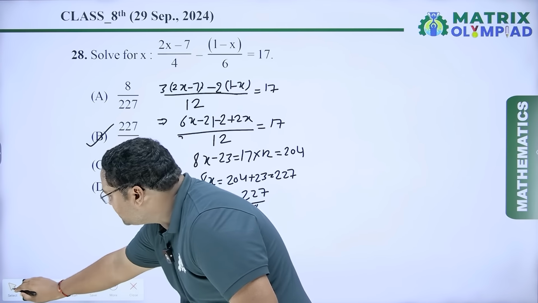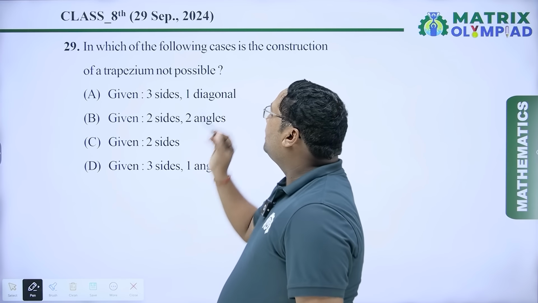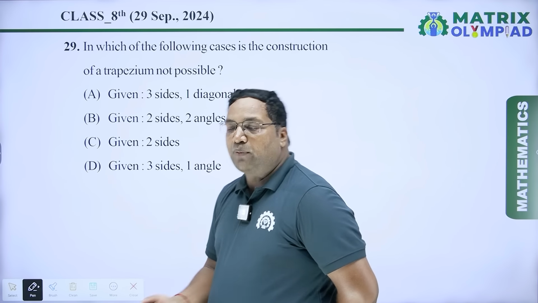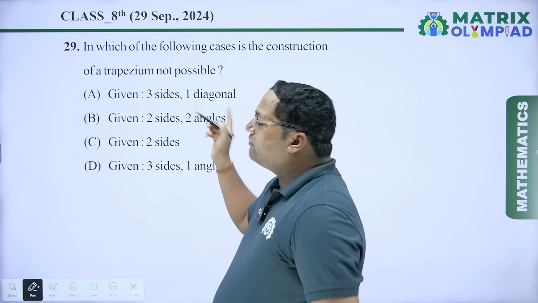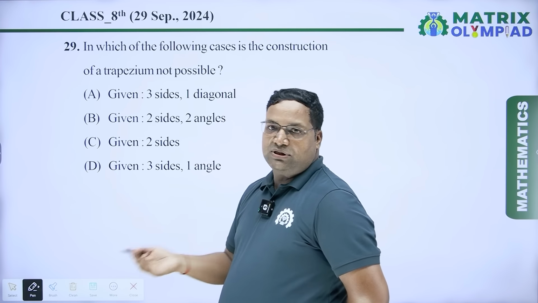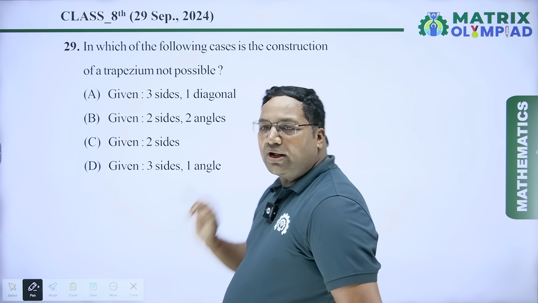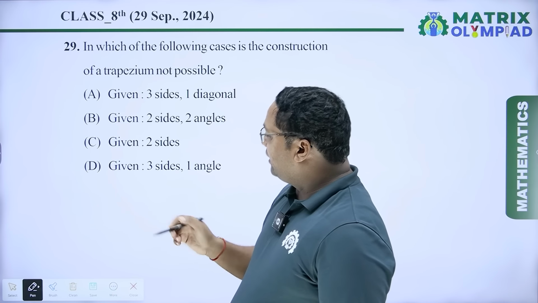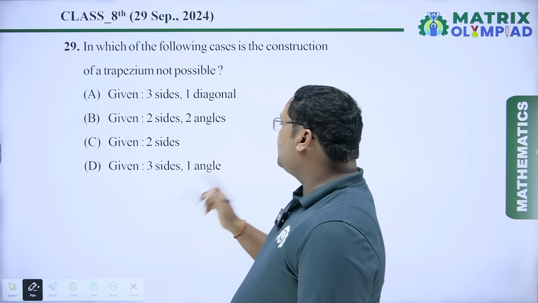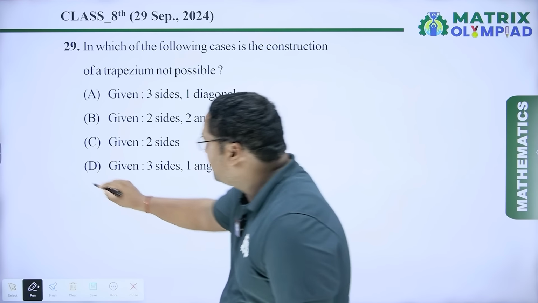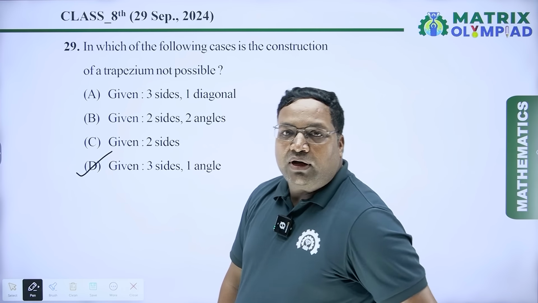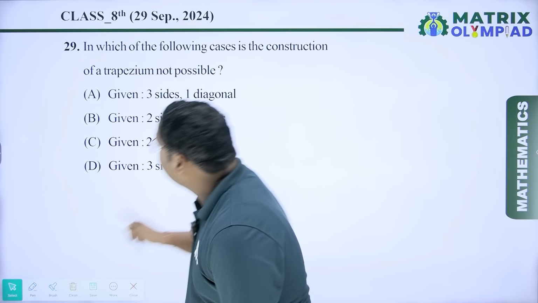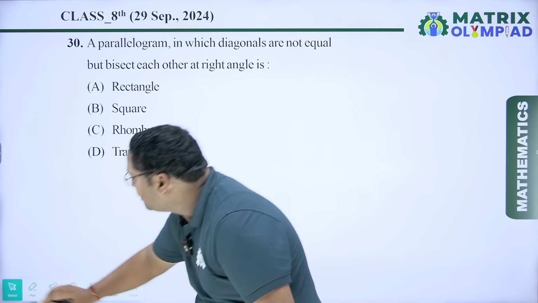Now the next question is question number 29. In which of the following cases is the construction of trapezium not possible? So if 3 sides and 1 diagonal is given, then trapezium is possible. If 2 sides and 2 angles are given, then also trapezium is possible. If 2 sides is given, then trapezium is possible. But if 3 sides and 1 angle is given, then trapezium is not possible. So right option is D option. Now coming to next question, that is question number 30.